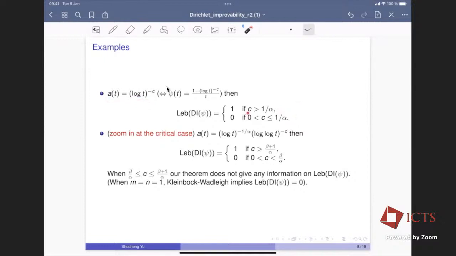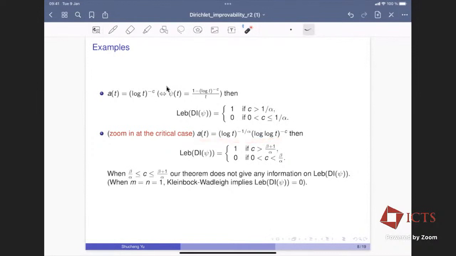So for this particular example, our theorem tells you everything. For all the possible cases of the exponent, we know when the set of D(psi) has 0 or full Lebesgue measure. And the critical case for this first example is when the exponent equals 1 over alpha, and it's only when you zoom in at this critical case. So now I take my function a(t) to be, still the power function of knock t with this critical exponent, knock t to the power minus 1 over alpha, but then I add this smaller term, knock t to the power minus c.